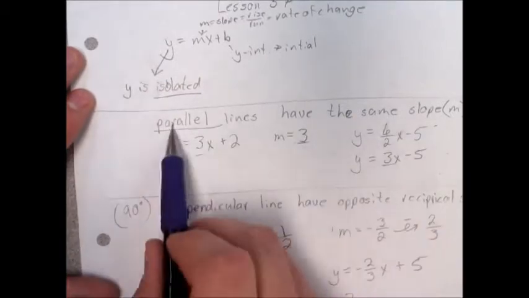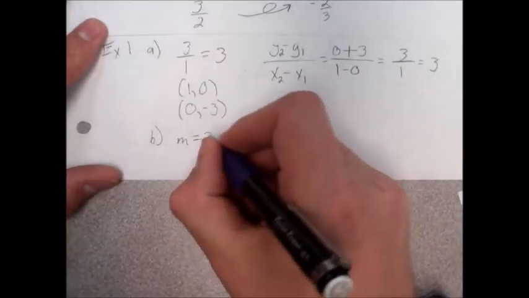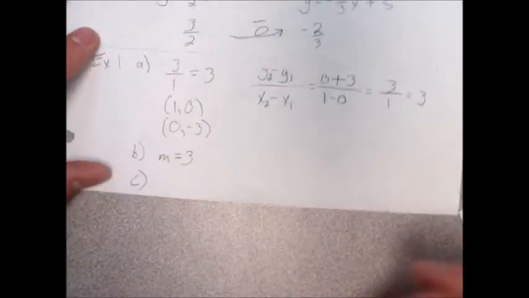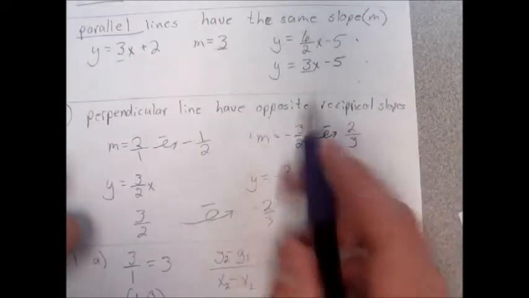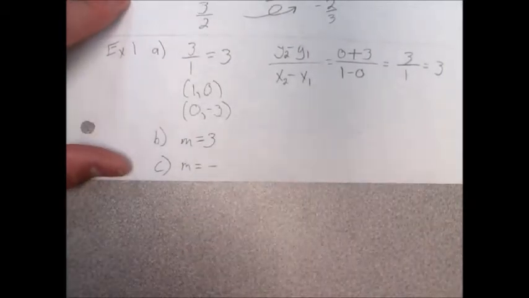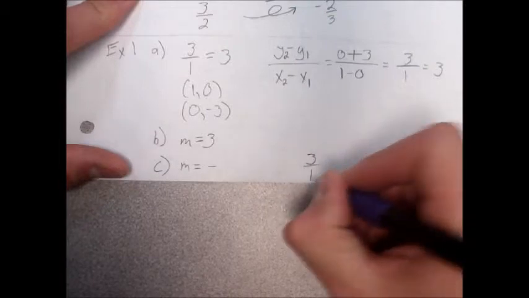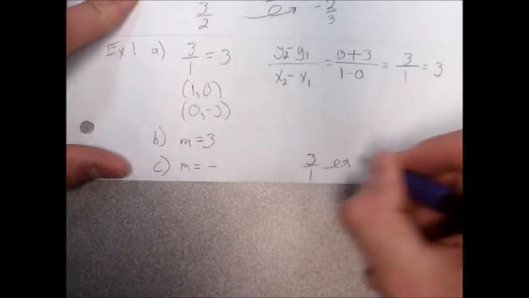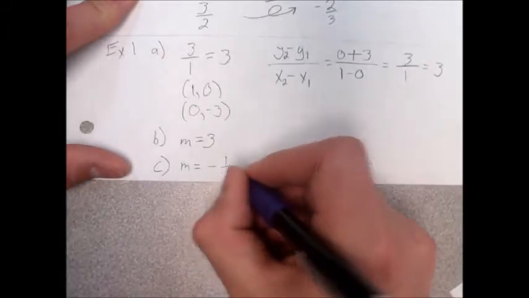Let's look back at our definition for what parallel says. Parallel lines have the same slope. So if it is 3 in this one, it has to be 3 in this one. On C, it says, what is the slope of a line perpendicular to it? Looking back at our definition, we're looking for opposite reciprocal. So it's going to be a negative. 1/3, I'm sorry. So if I'm going to flip this, it becomes 1/3. If I give it a negative, it becomes negative 1/3.